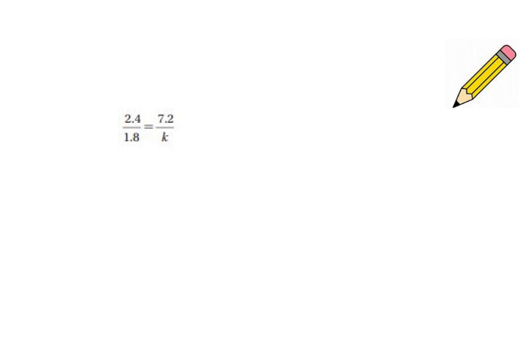Situations where this cross product strategy is going to come in handy is when you do have decimals such as this. So we'll multiply 7.2 times 1.8, and that's going to equal 2.4 times k.